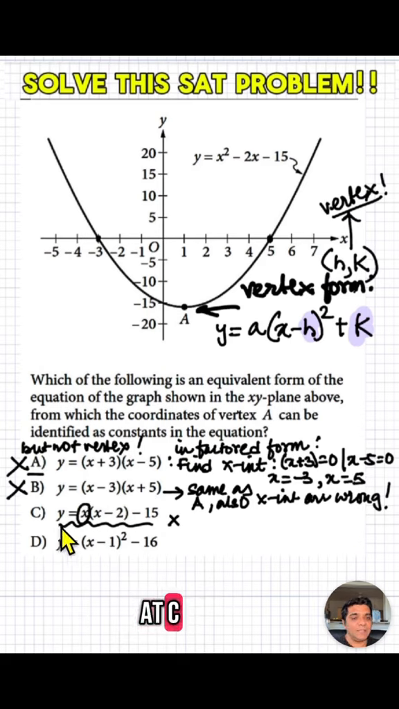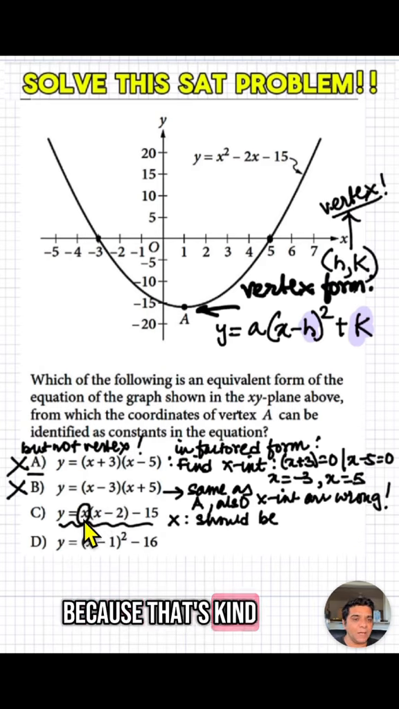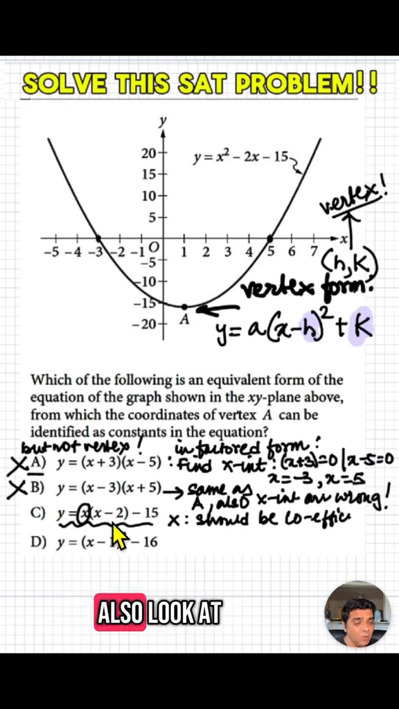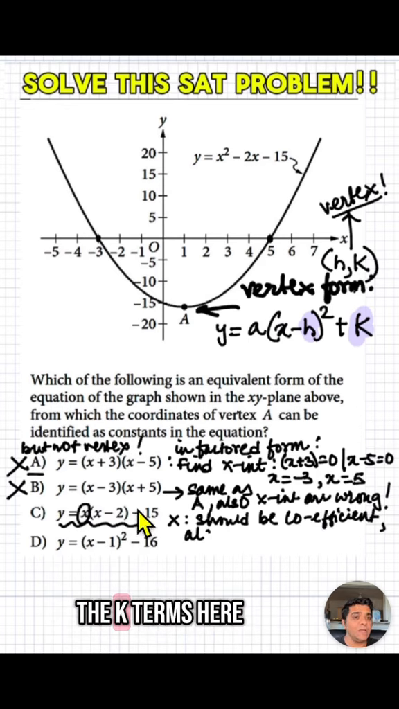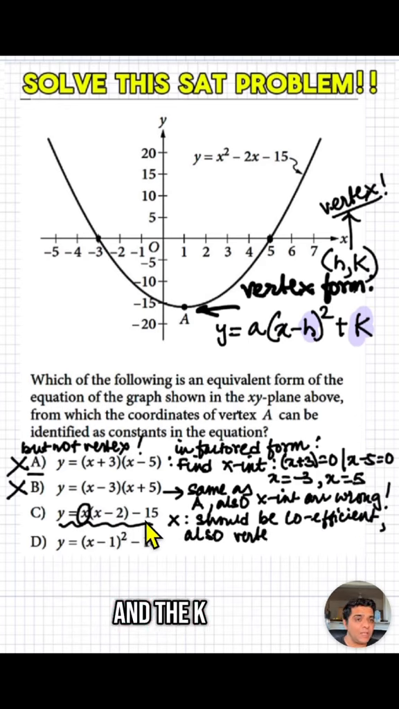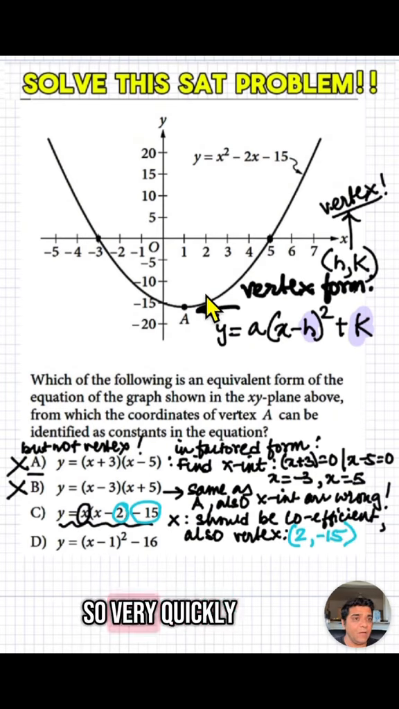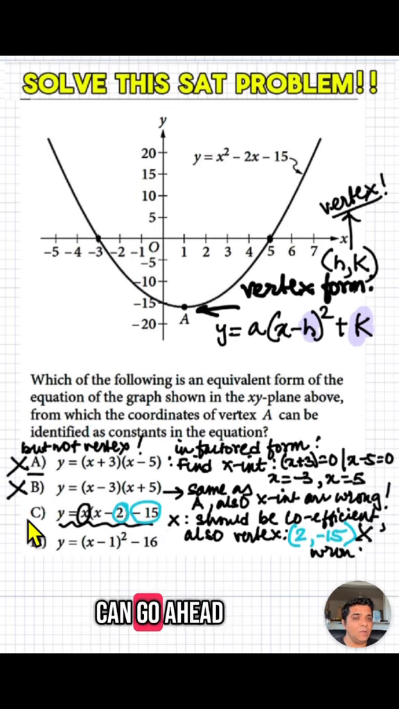Now let's look at C. C has an x multiplied outside of the x minus 2, which is odd because that's where the coefficient should be. But if you also look at the h and the k terms here, h is 2 and k is negative 15. So that would be 2 and negative 15, which would be around here. Okay, so that is the incorrect vertex. Very quickly we can see 2 and negative 15 is not the right vertex. So we can go ahead and cancel choice C as well.